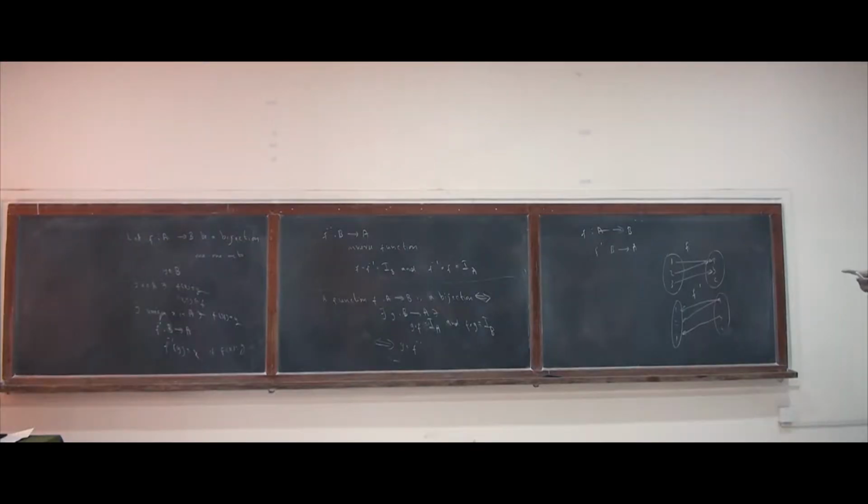So we can also define the inverse of a function like this. A function g from B to A is called the inverse of a function f from A to B if and only if g composition f is identity on A and f composition g is identity on B.